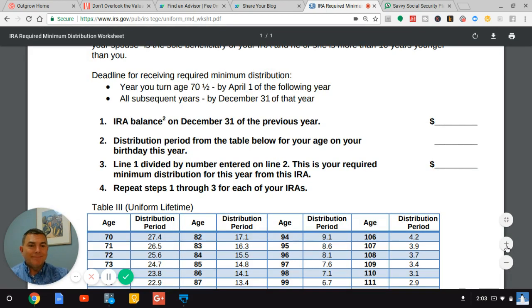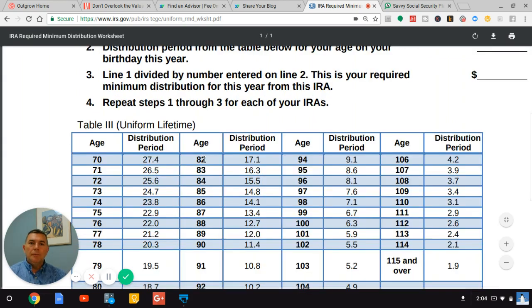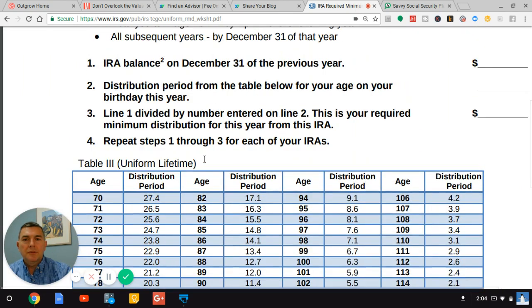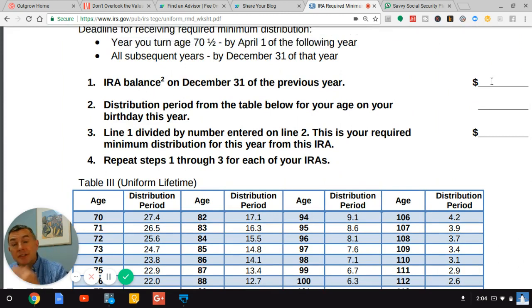Questions. All right, so now I'm going to maximize it. Now I'm 82 years old, and let's just say I have $200,000 in my IRA for simplicity. So again, I have $200,000. I put it right there: the balance at the end of December 31st from the previous year. So let's say on December 31st, 2050, I have $200,000 in my IRA. Now it's February 24th, 2051, but my IRA dropped to $160,000.